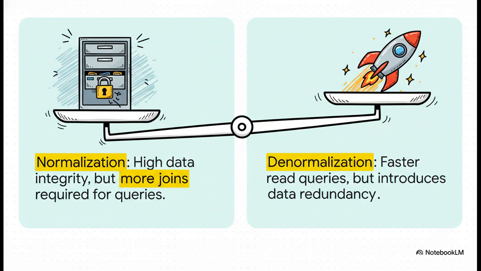But to get a complete picture of your data, you often need to join multiple tables together, and that can be slow. Denormalization, on the other hand, means you intentionally add back a little bit of that controlled redundancy to make your most common read queries absolutely fly. It's a constant balancing act between purity and performance.